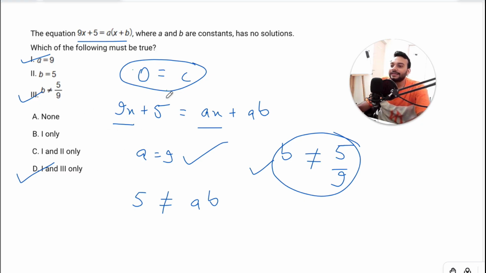And if they had asked us for infinitely many solutions, the first statement would still be correct, a is equal to 9. The second statement would become b is equal to 5 over 9, because the constant terms also must cancel each other, just like the variable terms. So that would be the case when they're asking for infinitely many solutions, 0 equal to 0. Okay, let's move on to the next one.